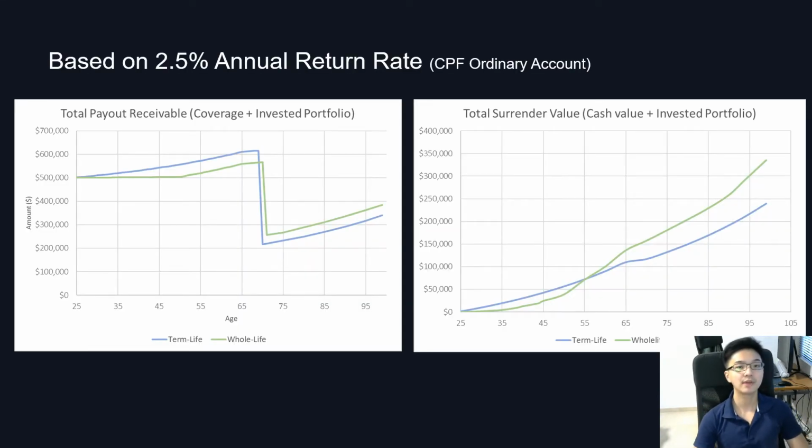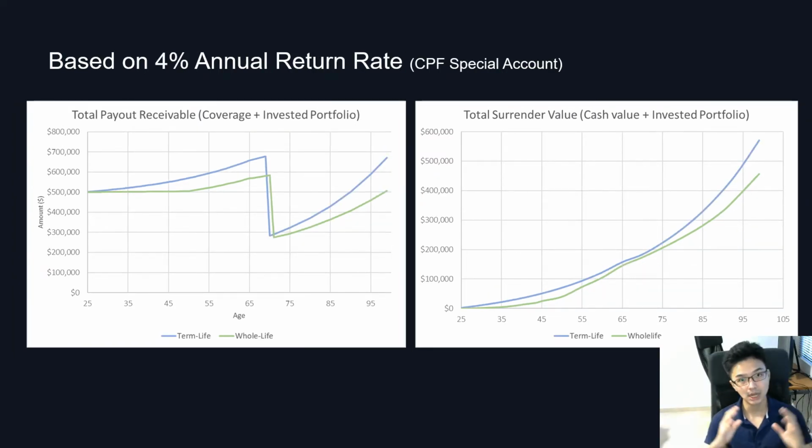Now, based on a 2.5% annual rate of return, which is the conservative estimate, we see that the use of whole life insurance is evidently better in terms of coverage beyond the age of 70 years old, as well as surrender value beyond the age of 55 years old. Once again, please pause the video if you need more time to examine the graph closely.